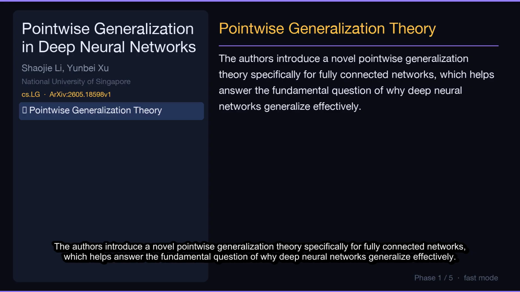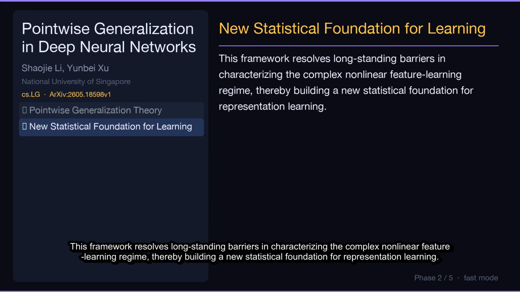The authors introduce a novel pointwise generalization theory specifically for fully connected networks, which helps answer the fundamental question of why deep neural networks generalize effectively. This framework resolves long-standing barriers in characterizing the complex nonlinear feature learning regime, thereby building a new statistical foundation for representation learning.